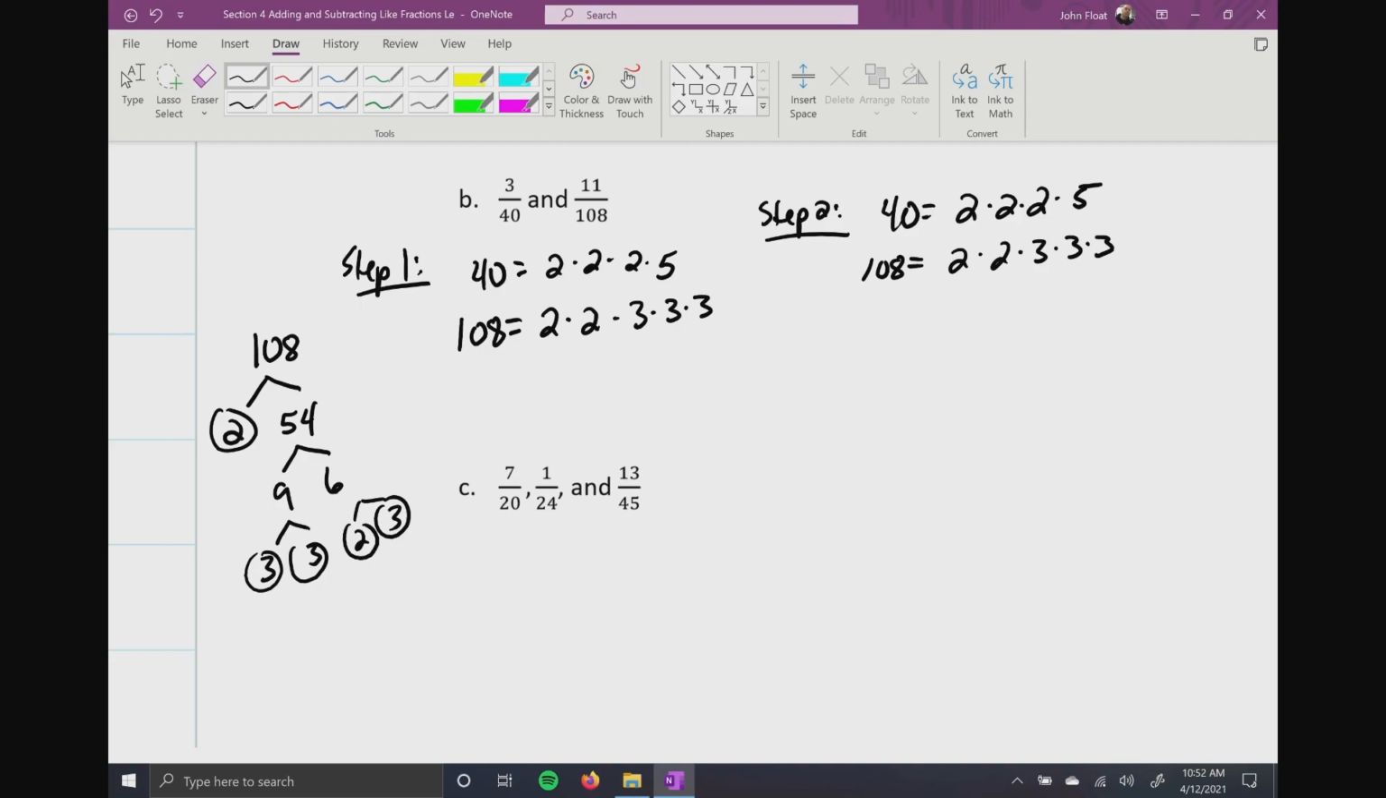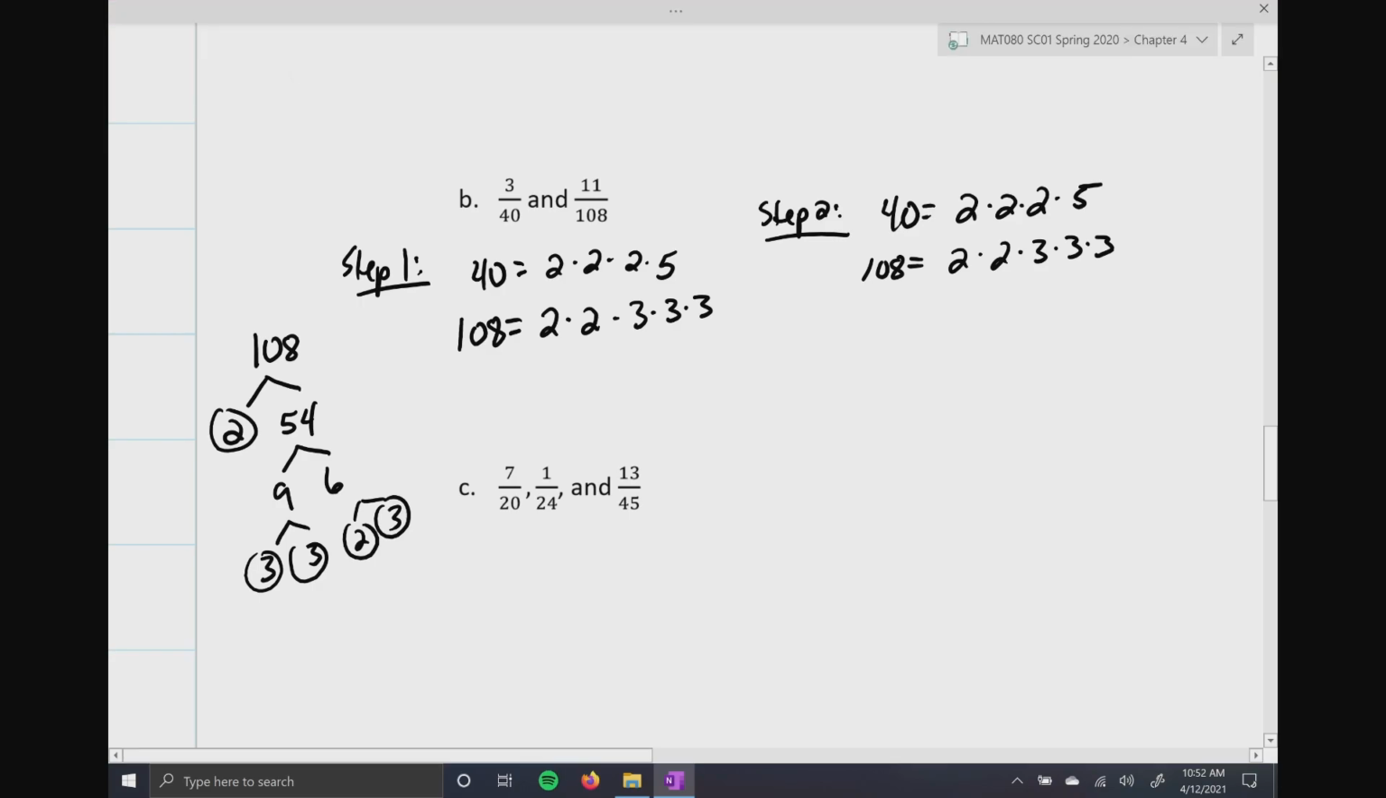I just rewrote it. Now, the number 2, 40 has 3 2s. 108 only has 2 2s. So here's the greatest amount right here. Does that make sense, everyone?